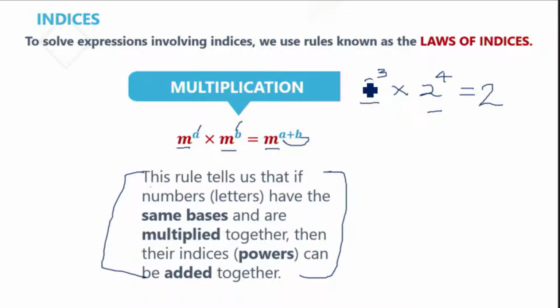All right, and what do we do with their powers? We add their powers. Given that they are being multiplied together, we add their powers. So we have that 2 is raised to the power 3 plus 4, and this is equal to 2 raised to the power 7.